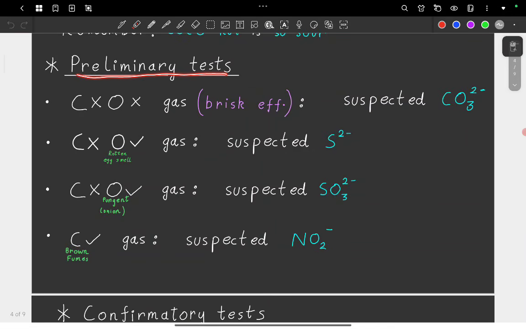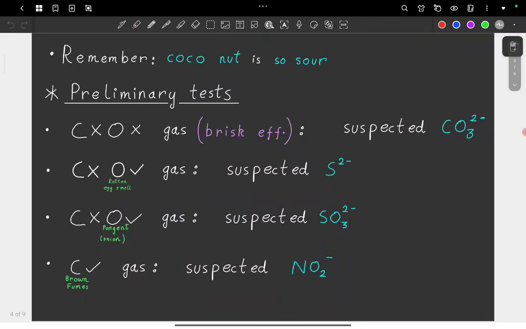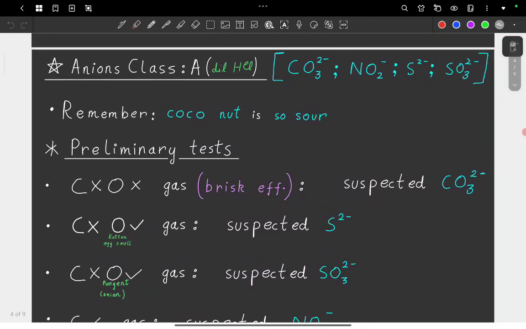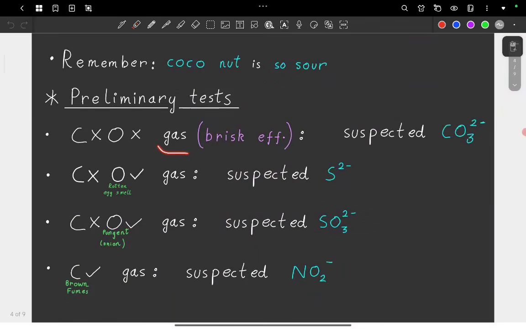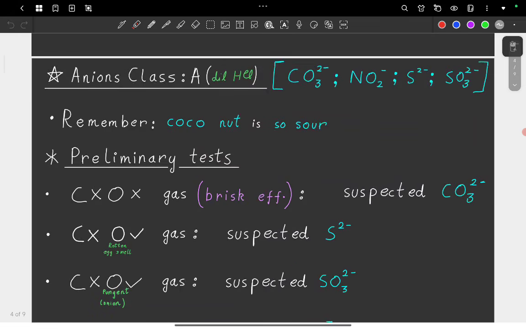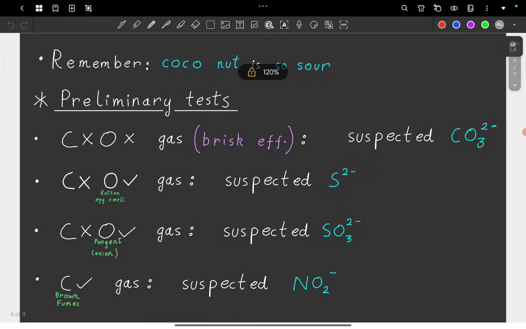The preliminary test, as I told you, is that you have to add dilute HCl to the solution, and based on your inference, like what kind of gas you received, and using the properties of that gas as a dictionary, you have to guess which of these anions might be present. So we need to know those tests. What are those tests?